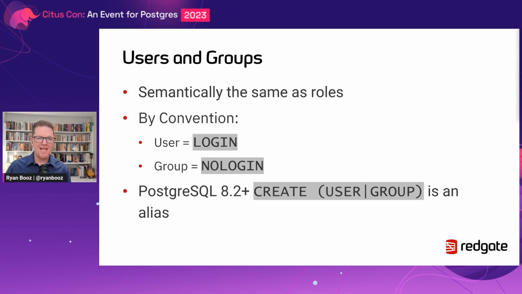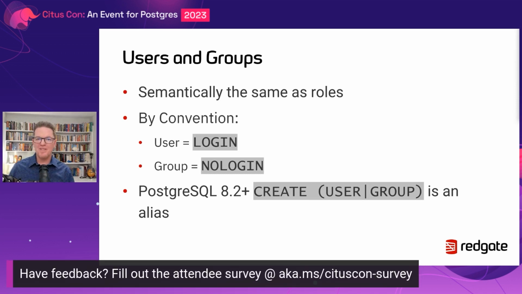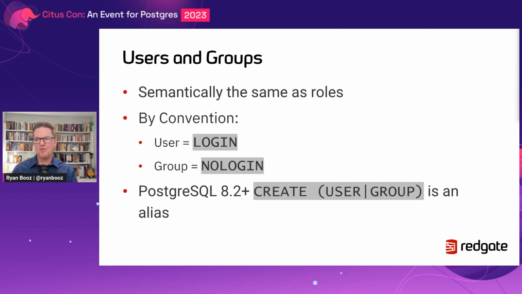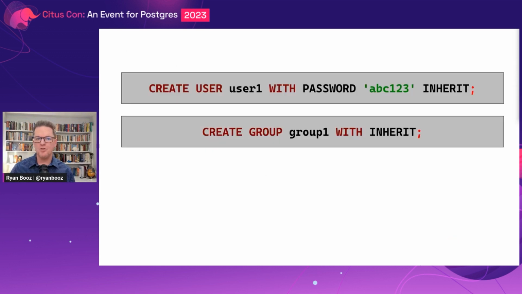The actual terminology of user and group within the database code was removed back in Postgres 8, I think it was 8.2 or so. By convention, in the Postgres community, we refer to user roles as roles that are allowed to log in, and we refer to group roles as roles that are not allowed to log in. And then we can use them through inheritance to begin to share privileges and the ability to do things in the database.